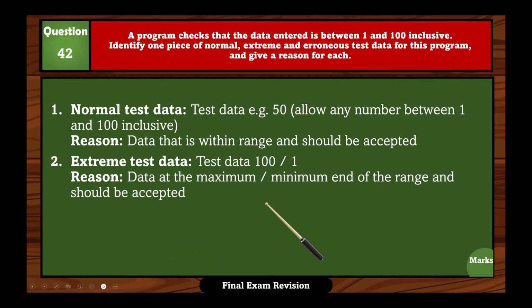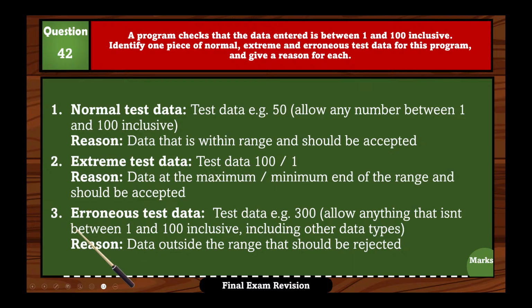Last one is erroneous data. That is abnormal data. Remember this one, it's the new name. So what is erroneous test data? The test data, for example 300, allow anything that isn't between 1 and 100 inclusive, including other data types, for example, characters or strings or anything. Reason: the data is outside the range and should be rejected.